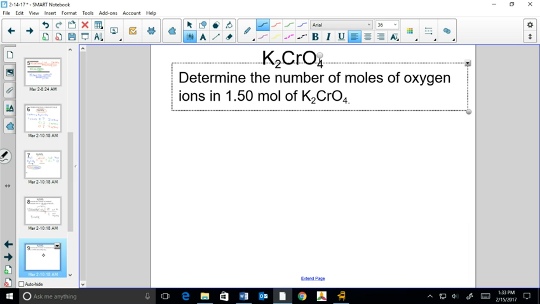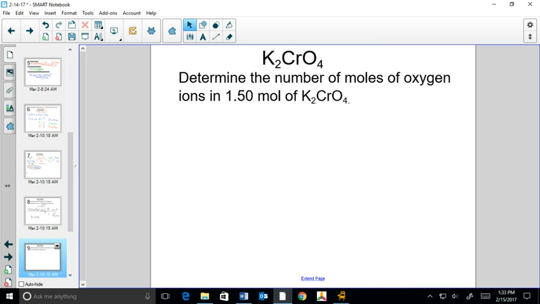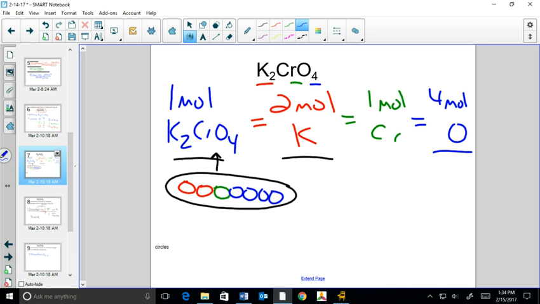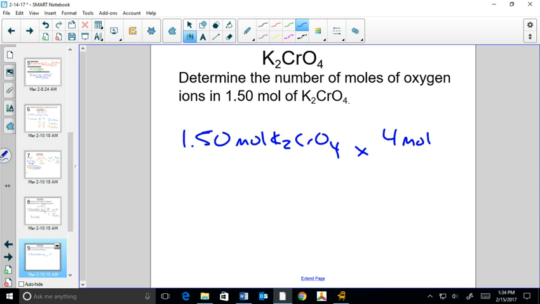If instead of potassium I had oxygen, I would do the same thing. I would have 1.5 moles of K2CrO4, and I know that I'm going to need to multiply that by the ratio of oxygen to total. And again, we look at we have oxygen here. Here's our compound. So therefore, it's going to be 4 moles of O in 1 mole of K2CrO4. So 1.5 times 4 will give me 6 moles of oxygen.